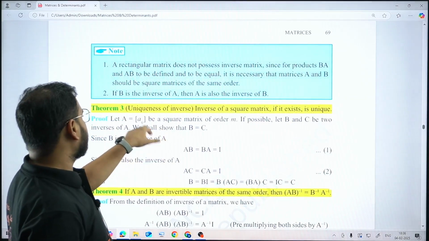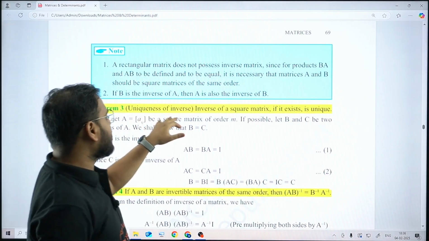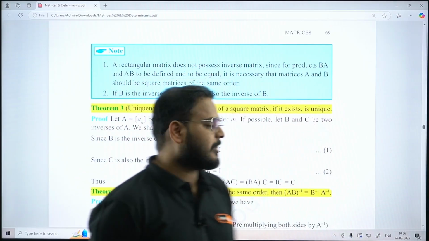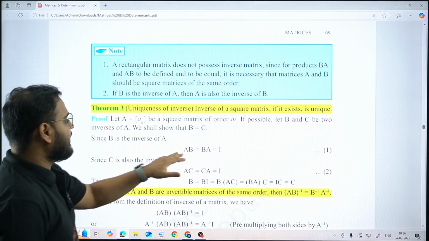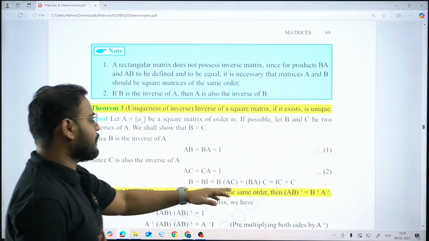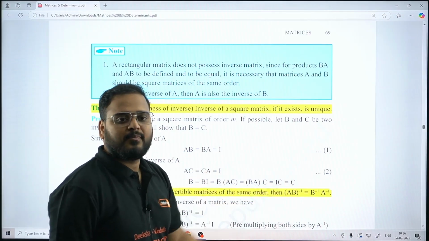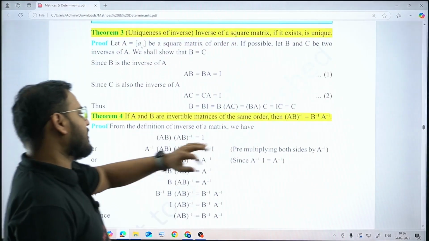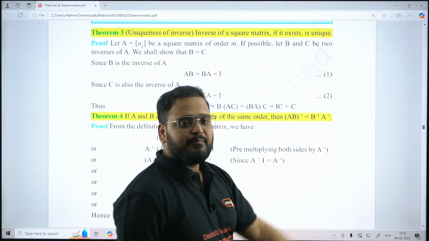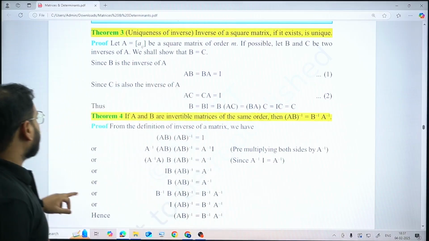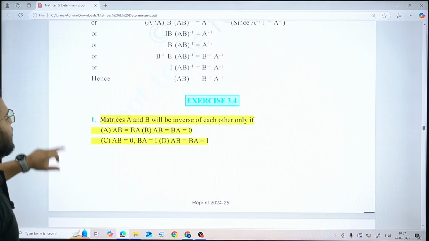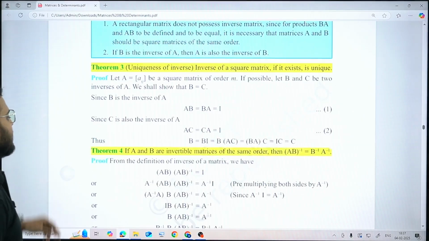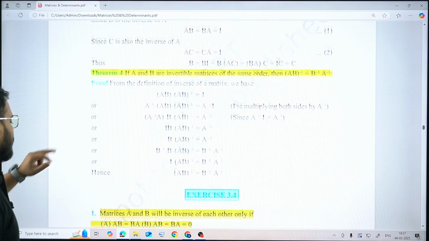This is theorem number 3. Uniqueness of an inverse means for a matrix given, you always have a unique inverse matrix. So you try to prove it by taking two different matrices and proving they actually equal to each other, B equal to C. We have done that. Theorem number 4, bacha. This property is also very relevant. AB inverse will be given by B inverse A inverse. So please learn this, very, very important. Only one question is here, sir. Solve this question in the exercise. Please check 3.4.